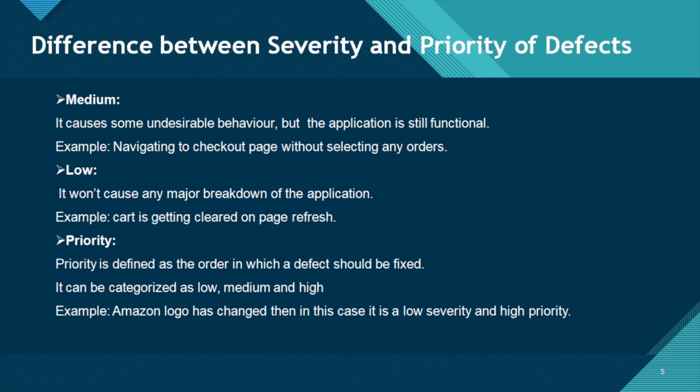And what is priority? Priority is defined as the order in which a defect should be fixed. It can be categorized as low, medium, and high. Here I have given an example: the Amazon logo has changed. Then in this case, it is low severity and high priority. Suppose we are getting an invoice from an e-commerce application, and in that the logo is Amazon, AMAZ1. If A is missing, then it will be high priority.